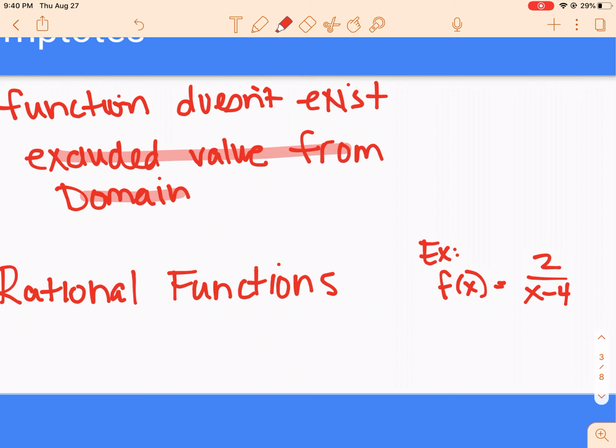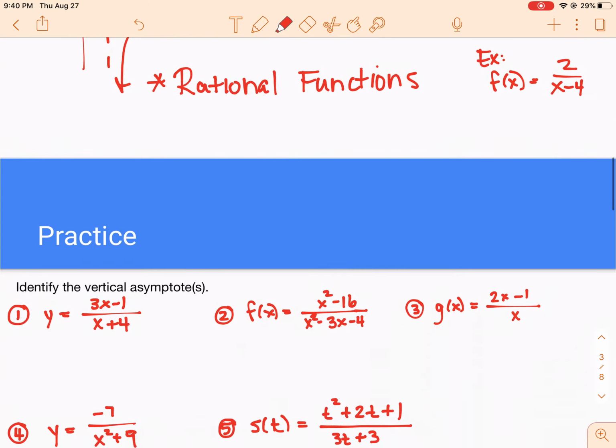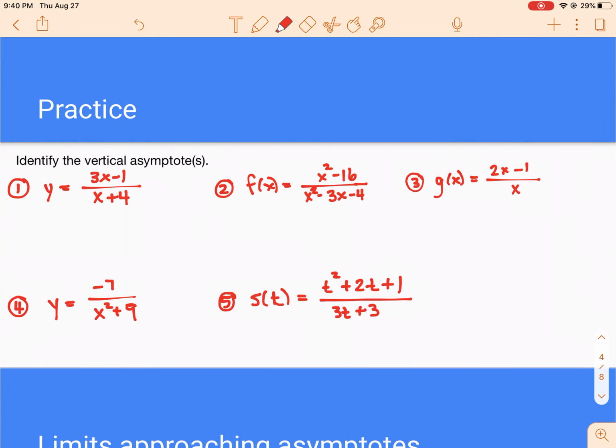So let's take a look at some examples, and just identify where the vertical asymptotes exist. Where do they exist? I'm not going to do anything calculus-wise. This is actually an Algebra 2 topic. So here I'm going to insist that you go ahead and stop the video, pause it, and write down those 5 examples, and then come back and we will work through them. So go ahead and pause now.